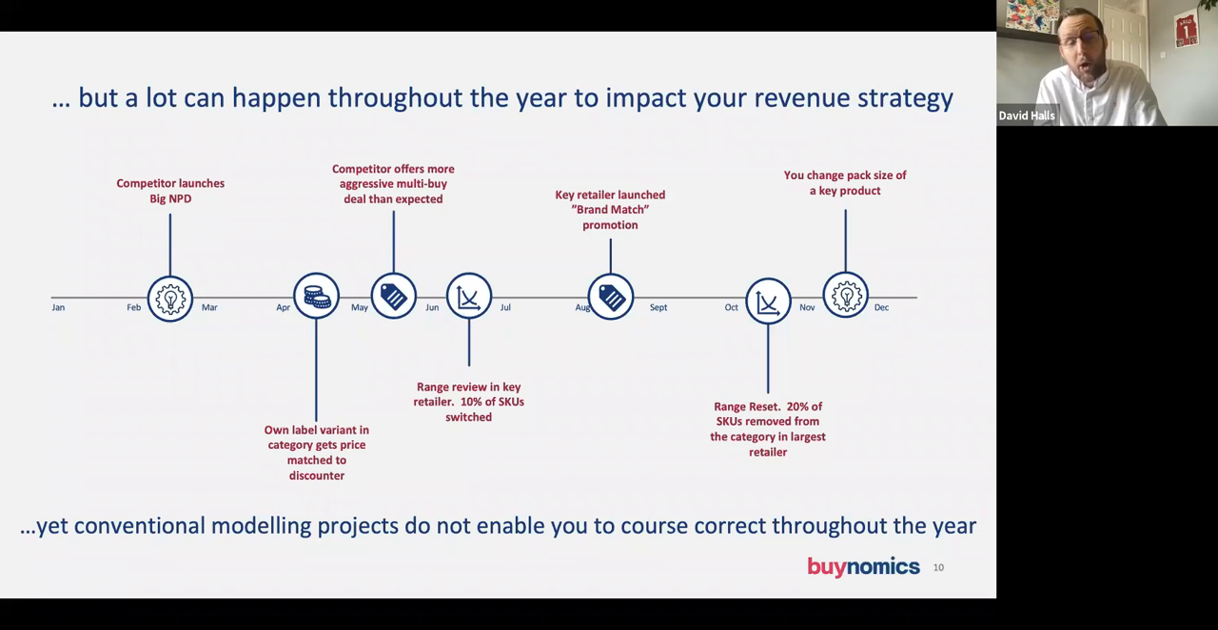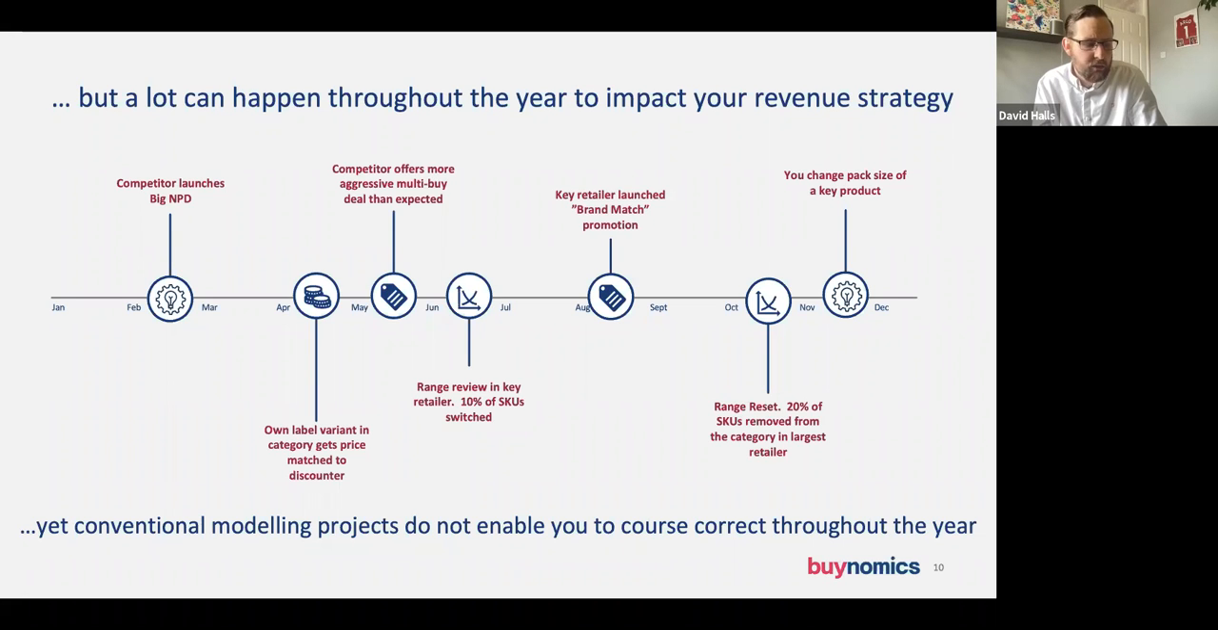A competitor could launch an NPD. A brand match initiative could mean an own label variant gets matched to a discounter. Your competitor could launch a more aggressive multi-buy deal than you're expecting, and therefore take the shopper out of the market for longer than you'd expect. You've got range rationalizations that might happen a couple of times a year. You may have a competitor that launched a new promotion. You can have a product that gets added to the category.